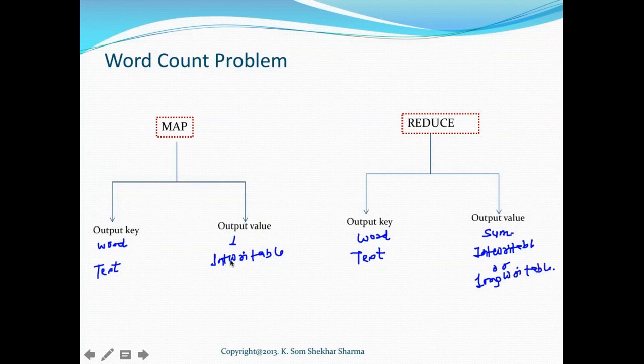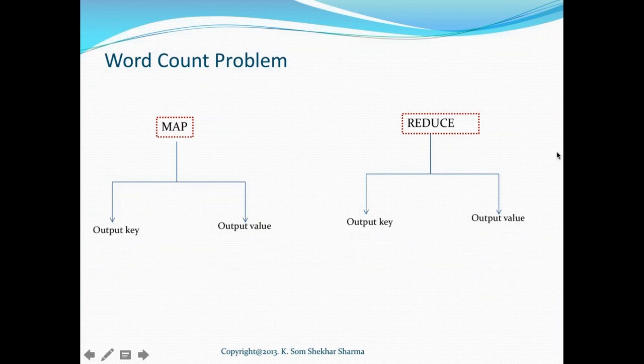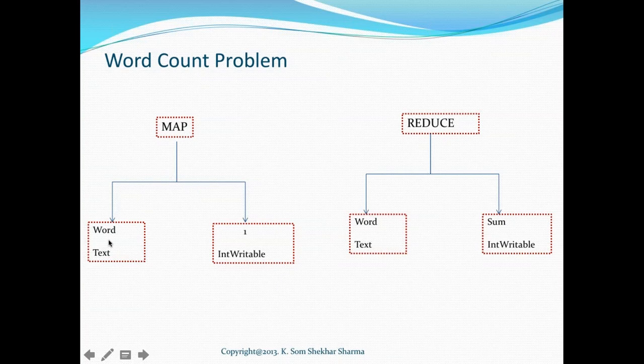So this is how you will map once you solve a MapReduce job conceptually. You will map the corresponding output key and output value to your Hadoop data types. So word and one, word and the summation: the word is of type Text, the one is of type IntWritable. Word, Text; sum, IntWritable.